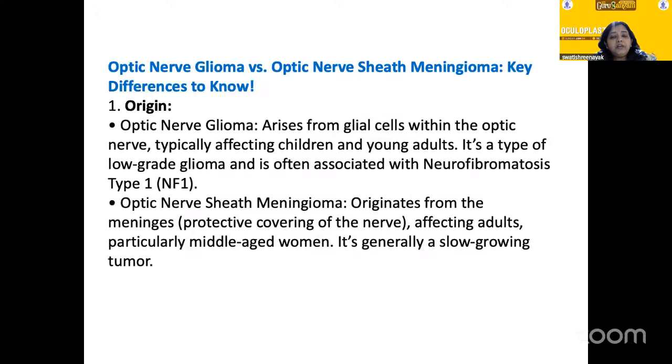Now, these are some of the key differentiators which we need to know. Talking about the origin, gliomas are basically from the glial cells. They affect children and young adults. They are often associated with neurofibromatosis type 1. But meningioma originates from the meninges, which are the protective covering of the nerve. It affects adults, particularly middle-aged females. It's generally a slow-growing tumor.